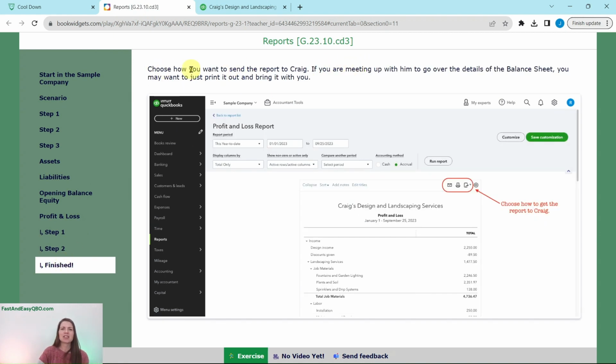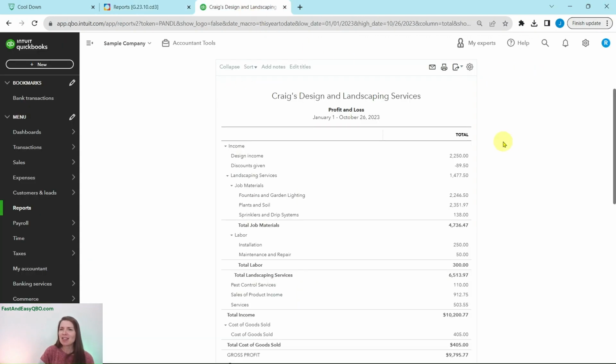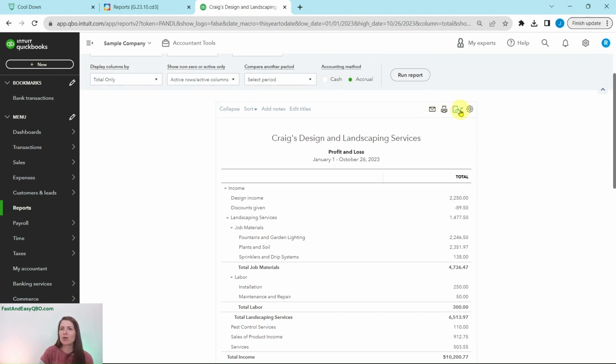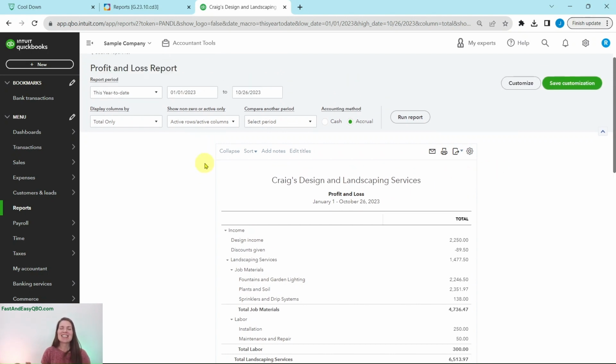All you need to do is choose how you want to send the report to Craig. If you are meeting up with him to go over the details of the balance sheet, you may want to print it out and bring that with you as well. So you have lots of options. You can email, print it, or download it as a PDF or an Excel document. But there you go. That is a really deep dive into the balance sheet and how you would run those reports for your clients.